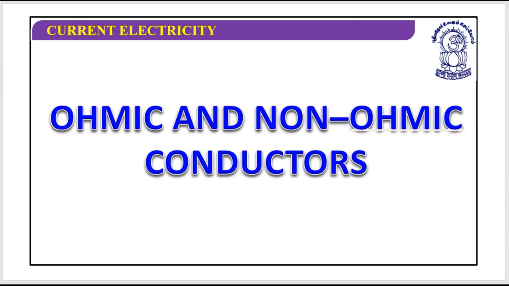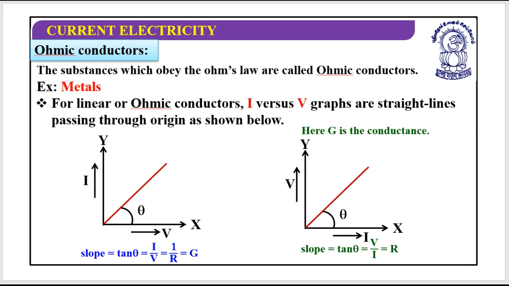Let's look at ohmic and non-ohmic conductors. So what are ohmic conductors? What we mean is all the substances which obey Ohm's law are called ohmic conductors, an example being metal. For linear or ohmic conductors, the I versus V graph is a straight line which passes through the origin, as shown below.